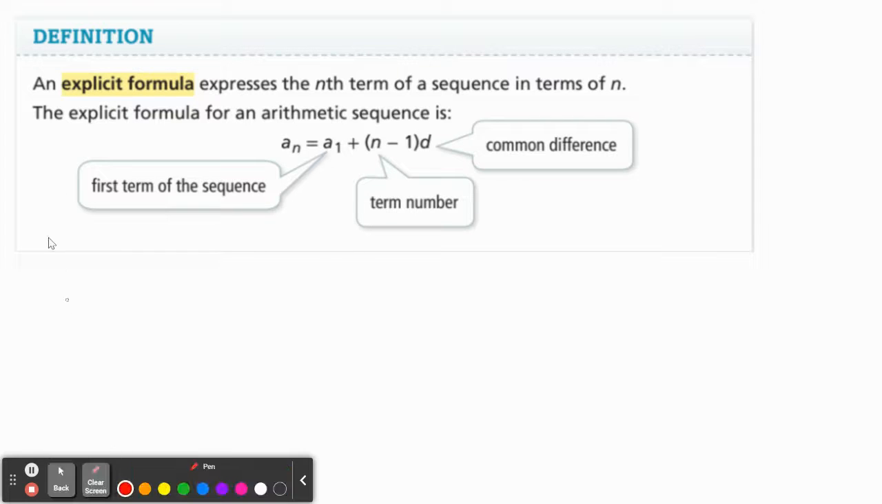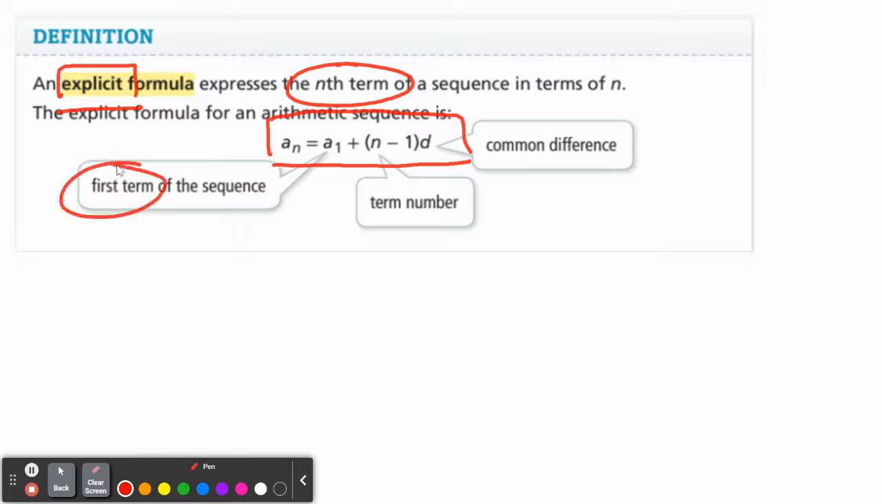So for the explicit formula, you can find the nth term of a sequence. And again, here is the formula. It's a little herky-jerky. We're going to talk about how it connects to a linear equation and then maybe connect it to point-slope form and slope-intercept form that we've used already. But here it is. So a sub n, that's any term. Any term is equal to the first term, a sub 1, plus n minus 1, n being the term number, and then d is that common difference. Okay, so there we go.